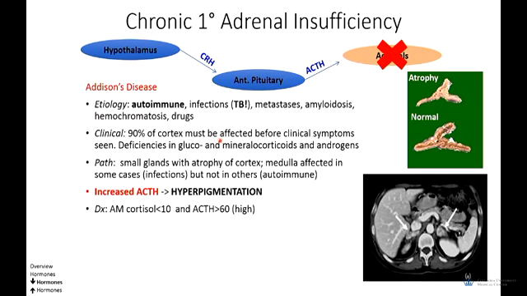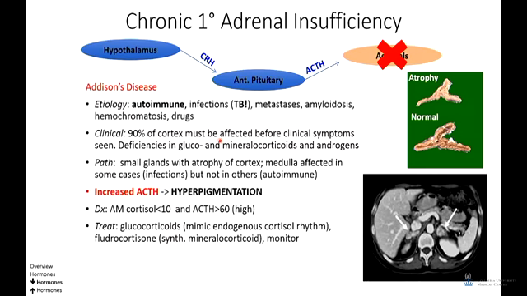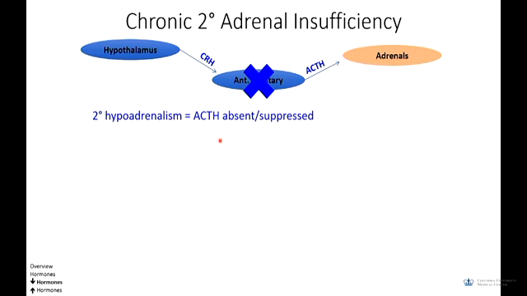But again, you diagnose it with a low AM cortisol and high ACTH. You treat it by giving them the things that they're missing. So you're trying to give them glucocorticoids. You're trying to mimic their natural cortisol rhythm, so high in the morning. And then you're also giving them synthetic mineralocorticoids.